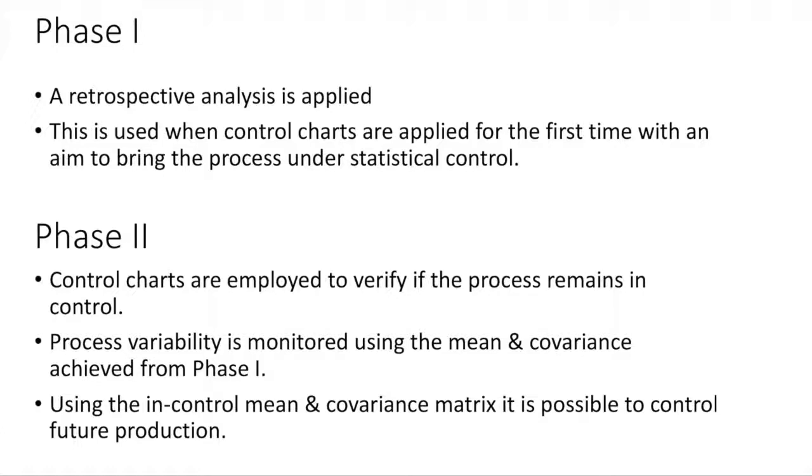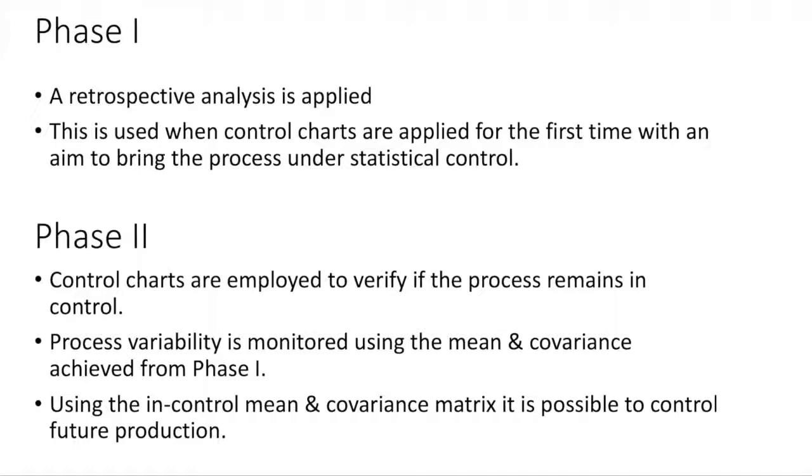So there are two phases for any multivariate chart. In the first phase, a retrospective analysis is applied to check if the process is in control since the first sample was collected. These studies are used when control charts are established for the first time, with the aim of bringing the process to statistical control. A deep understanding and analysis are required before the establishment of the in control state.